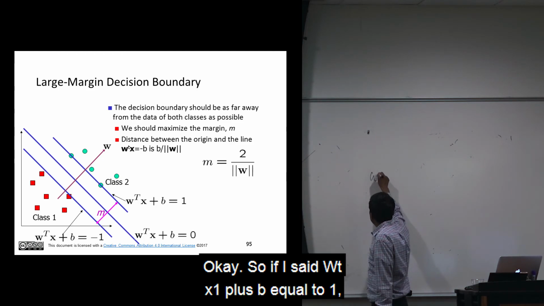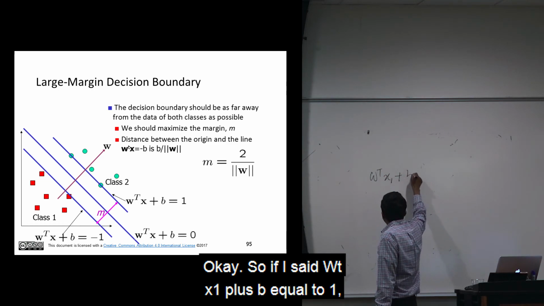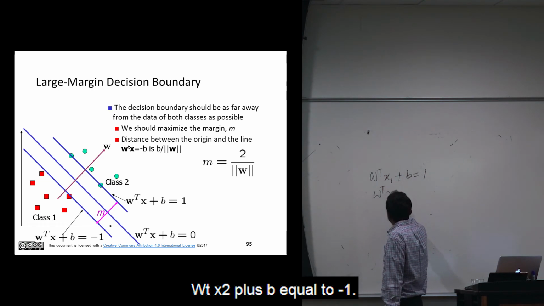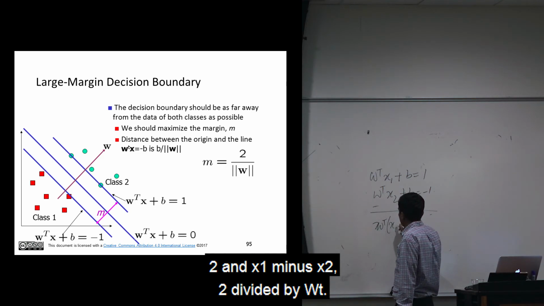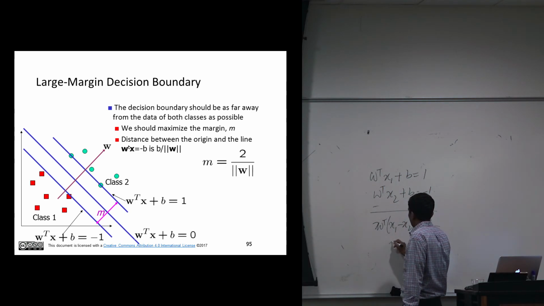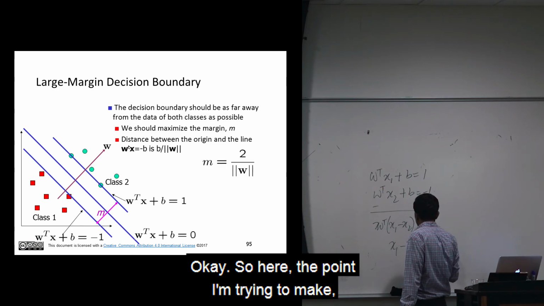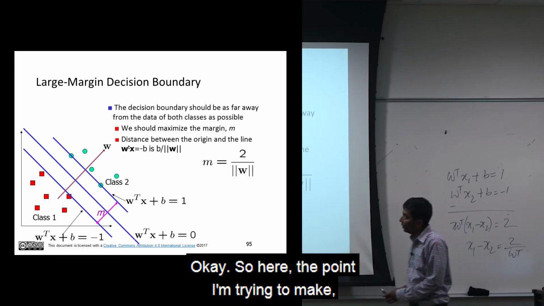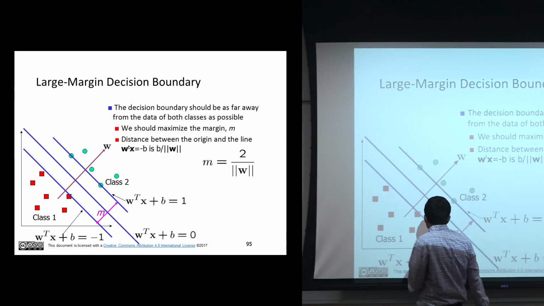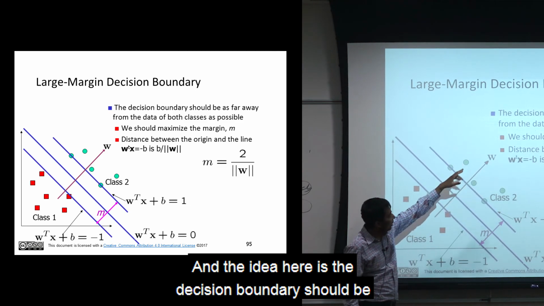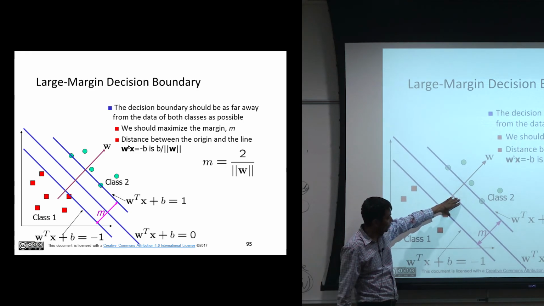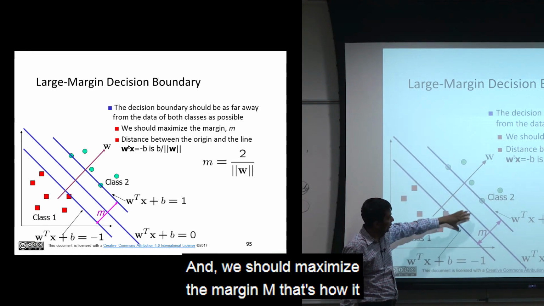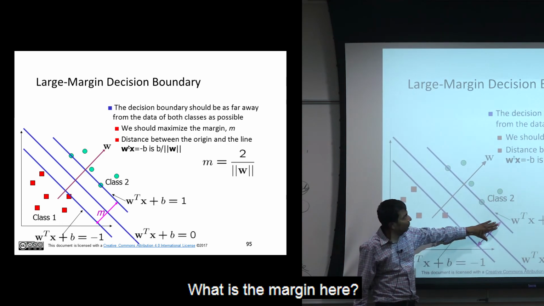Okay, so if I say Wt x1 plus b equal to 1, and Wt x2 plus b equal to minus 1, and if I subtract these, Wt (x1 minus x2) equals 2, so x1 minus x2 is 2 divided by W. I want to determine the margin. The idea here is the decision boundary should be as far away from the data of both classes as possible, and we should maximize the margin M. That's our goal here.